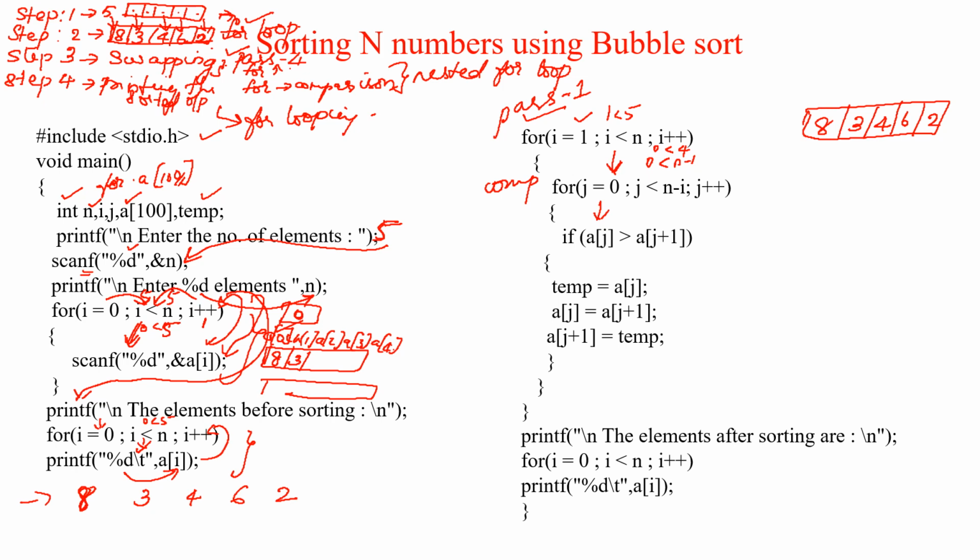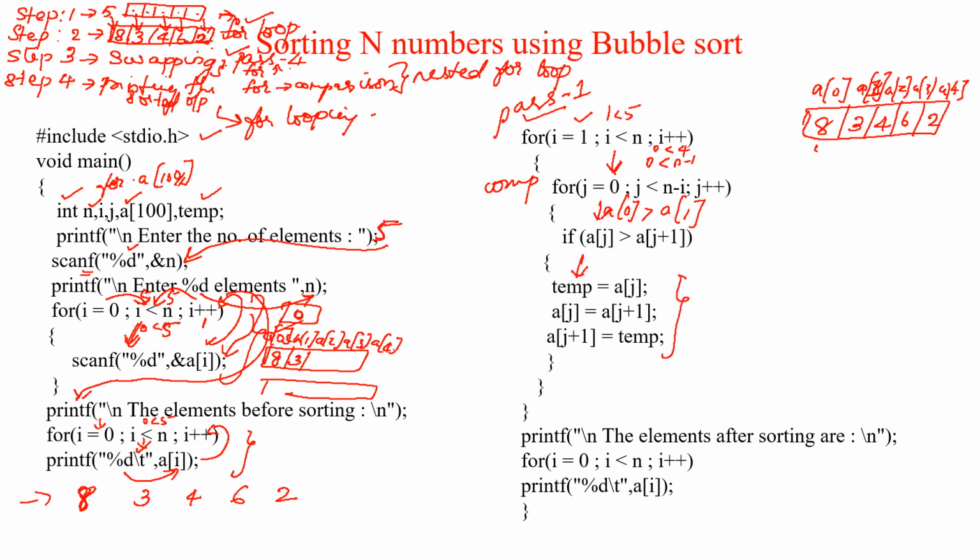Now here it is a of 0, right? J is equal to 0 for the first condition. A of j plus 1 will be equal to a of 0 plus 1, that is a of 1. So this will be a of 2, a of 3 and a of 4. Now it will check the condition whether a of 0 is greater than a of 1, that is 0 plus 1, right? Because j is equal to 0. Yes, it is greater. If it is greater, then there will be swapping.